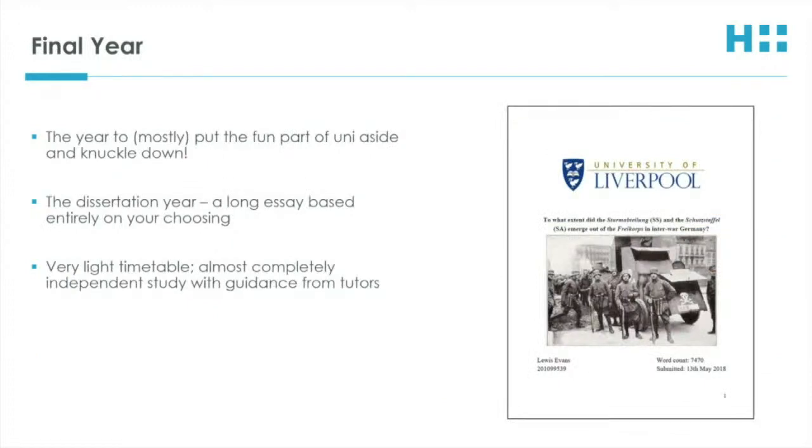Final year is the year to mostly put the fun part of uni aside and knuckle down, unfortunately. Third year counts as 70% of your final grade, so you really have to put the work in to get the degree that you came for. Final year is also the dissertation year. A dissertation is a very long essay based on the subject of your choosing. You have to put a quite unique question, and try and answer that question, and it's totally up to you to do that.